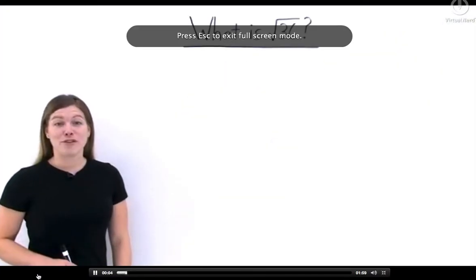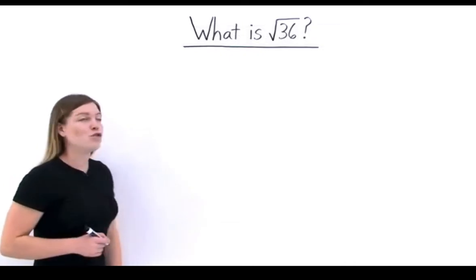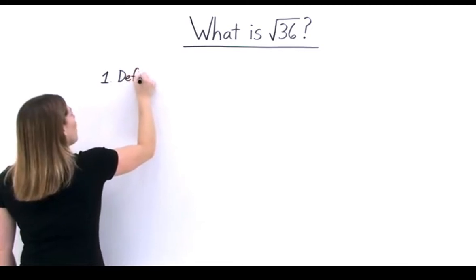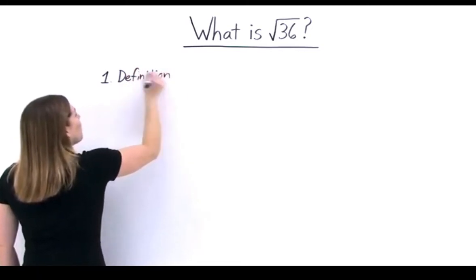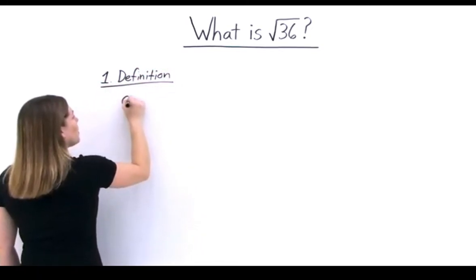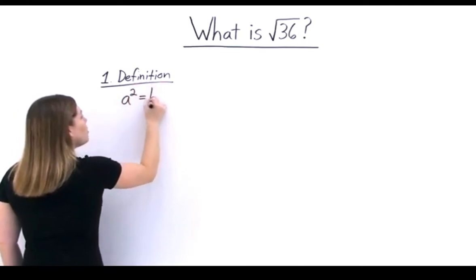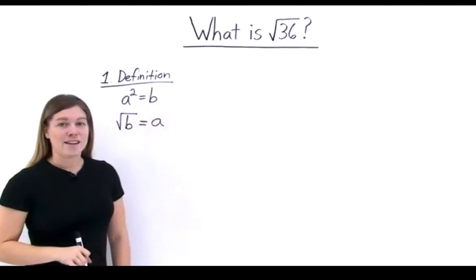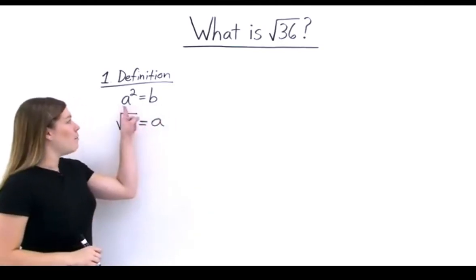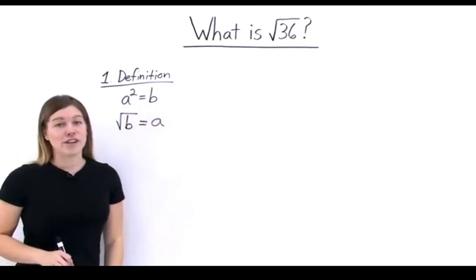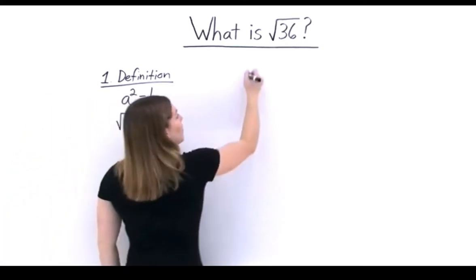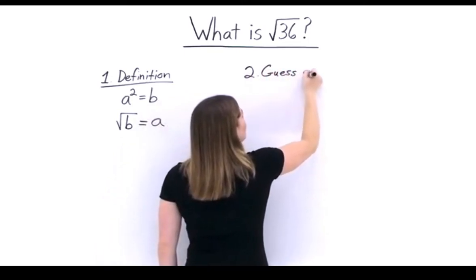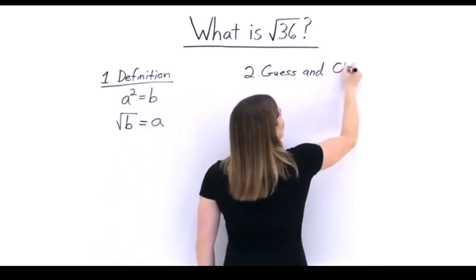So what is the square root of 36? Well, to find the square root of a number, let's start by recalling the definition of a square root. The definition for a square root says that if we have a squared equal to b, that means that the square root of b is equal to a. So that means we need to find a number that when we square it equals 36. So let's take numbers and square them and see if we get 36. In other words, let's guess and check.